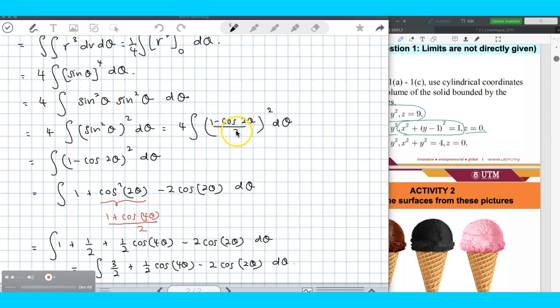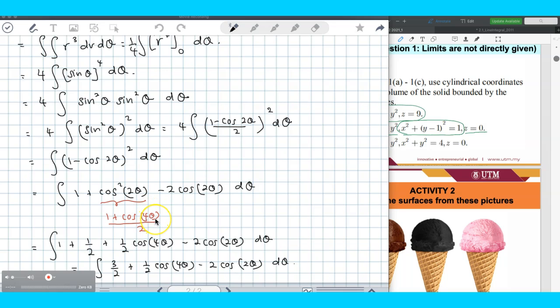And then we square that, and the 2 squared and 4 cancel out, and we have to expand this square. Now we still have a square function here, so we have to apply another trigonometric identity for cos squared. Remember, this one is 2 theta, and this becomes double.